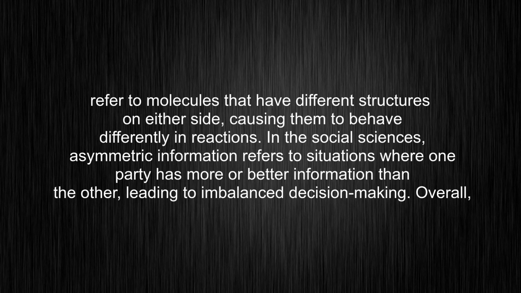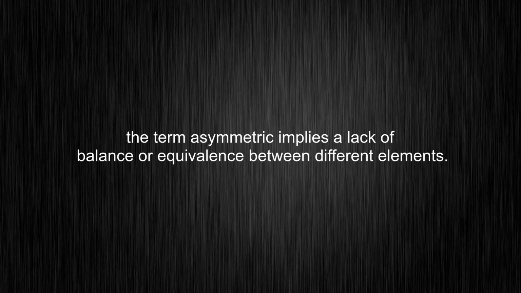In the social sciences, asymmetric information refers to situations where one party has more or better information than the other, leading to imbalanced decision-making. Overall, the term asymmetric implies a lack of balance or equivalence between different elements.